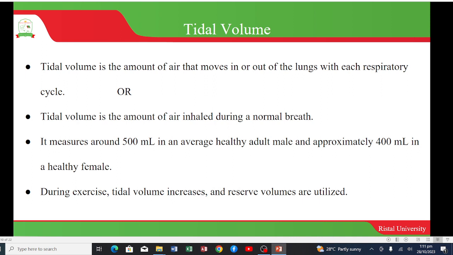Tidal volume. The tidal volume is the amount of air that moves in or out of the lungs with each respiratory cycle. You can also say it is the amount of air inhaled during a normal breath, and it measures around 500 ml in an average healthy adult male and approximately 400 milliliters in a healthy female. During exercise, the tidal volume increases and reserve volumes are utilized.